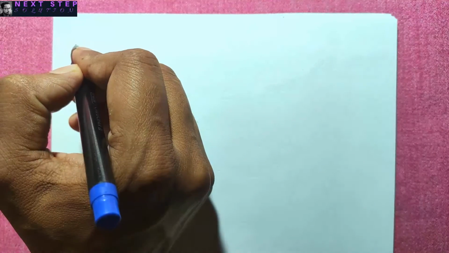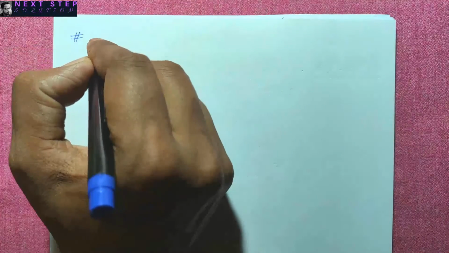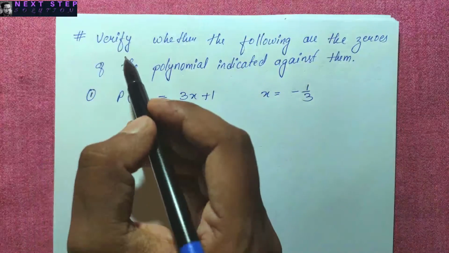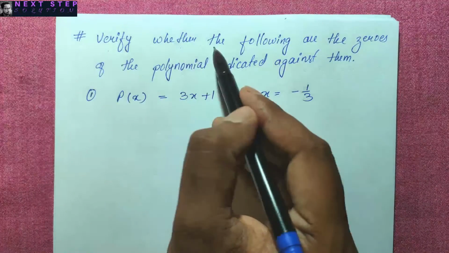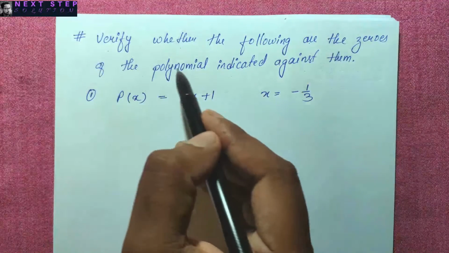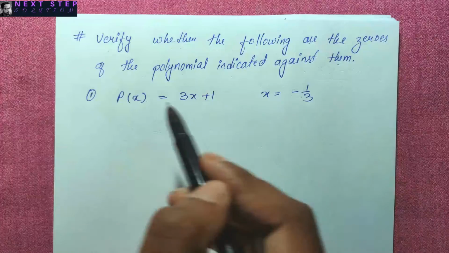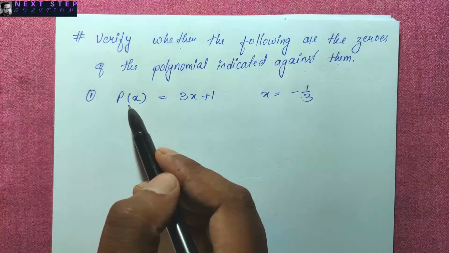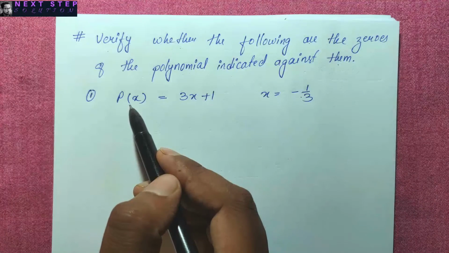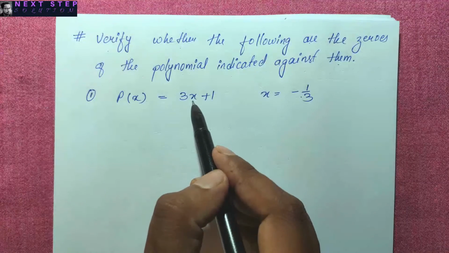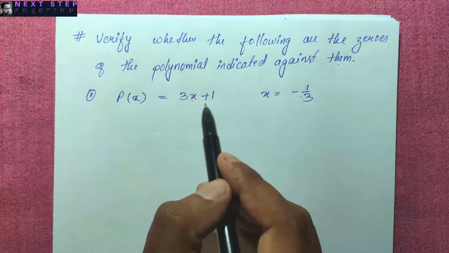Now let us see another question. Verify. The question is, verify whether the following are the zeros of the polynomial indicated against them. That means whether this is the zero of this polynomial. Now in part 1 of this chapter, I have already explained what is meant by zero of a polynomial. Zero of a polynomial means the value of x which makes the entire polynomial 0.